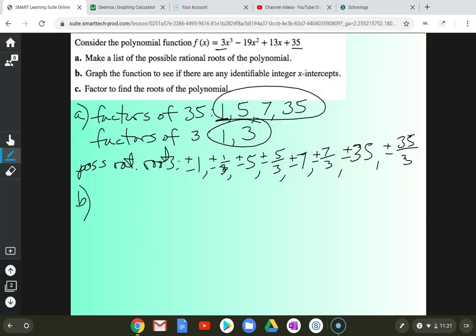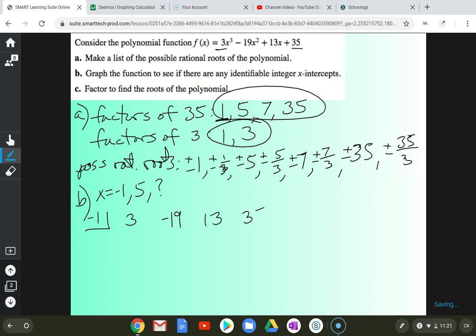So our x-intercepts are x equals -1 and x equals 5. There's another one that's rational that we'll have to find either by factoring or by synthetic division. All right, so I'm going to go ahead and synthetically divide out the -1 first. So I'm going to write my coefficients going across.